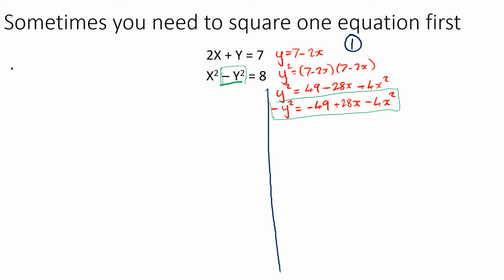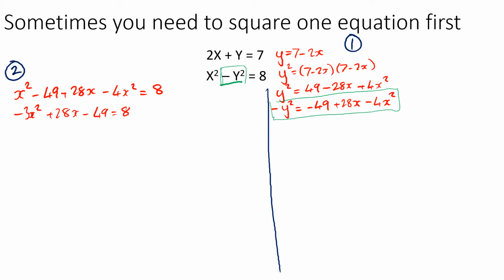Let's go to step 2, actually doing the substitution. So we'll end up with x squared minus y squared, so x squared minus 49 plus 28x, and then minus 4x squared, and that's all equal to 8. We then want to try and simplify and collect our terms together. So we should end up with minus 3x squared plus 28x minus 49 is 8. And let's actually move that 8 across, I think. So we're going to take away 8 from both sides because we do need one side equal to 0 if we're dealing with a quadratic.